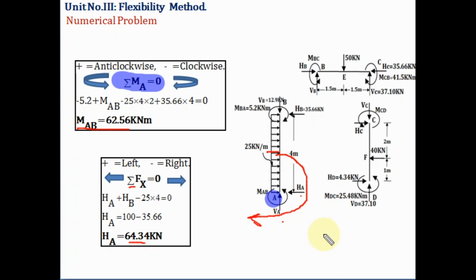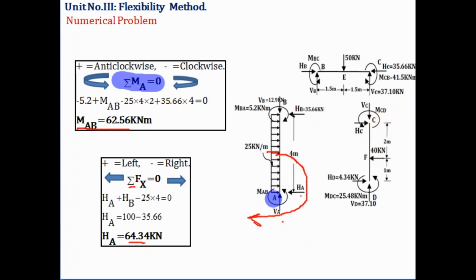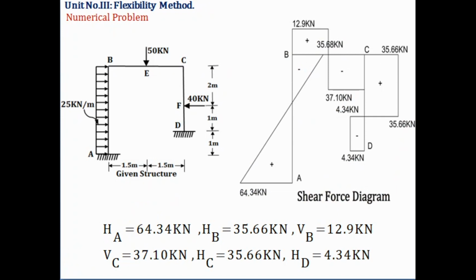After finding out the support reactions and moments, the next step is the output. What is the output here? To draw the shear force and bending moment diagram. First we'll draw the shear force diagram. We know the horizontal reaction at A is 64.34. In which direction? It is towards the left.